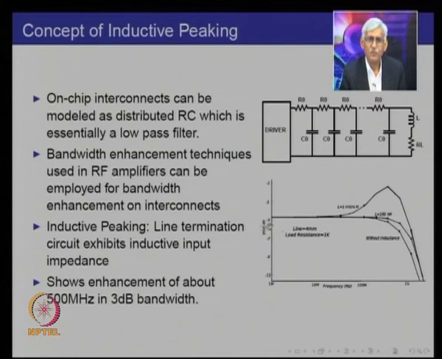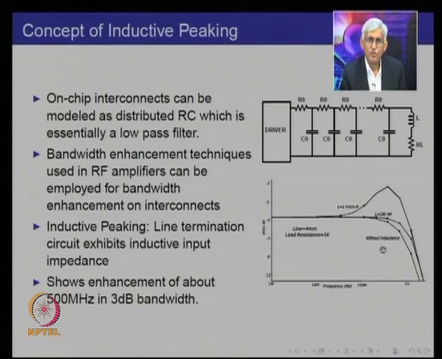When we do a static analysis with different values of L inserted, not caring how we are going to get this value of L, we notice that enhancement of about 500 megahertz in the 3 dB bandwidth is possible. I would warn you that this x axis is on a logarithmic scale. So these three curves are with 0, in between, and large inductance put here, and therefore the cutoff frequency is pushed out. And while this looks very marginal on this scale, that is because this is a log scale, and indeed the 3 dB bandwidth is increased by about 500 megahertz, where the actual limit is of the order of a couple of gigahertz. So, this improvement is substantial indeed.